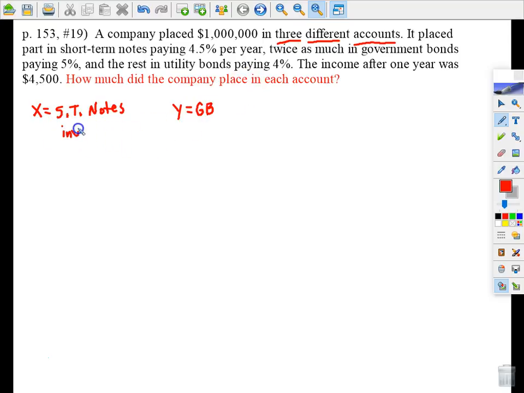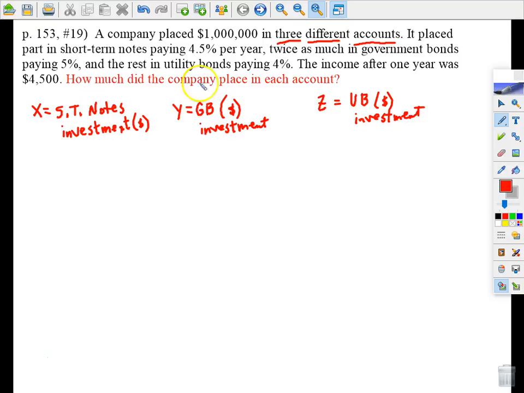And maybe we should get a little more specific. This is our investment, so these represent dollar amounts. How much did we invest in short-term notes? How much did we invest in government bonds? And then how much did we invest in utility bonds? So that's our first move, to identify variables that will help us answer the question being asked. Now it's from these sentences that we're going to come up with three equations with three variables.